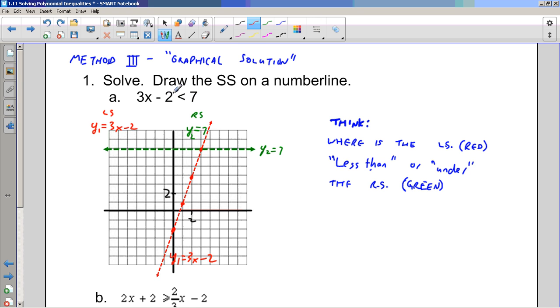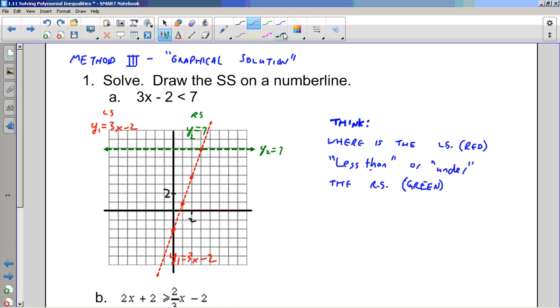Well, notice what I've done here. I've graphed the left side, which is this red line. Y-intercept is negative 2, then up 3, right 1, up 3, right 1, and there's the left side. And then I graph the right side, which is just a constant function, y equals 7, right? Slope is 0, y-intercept is 7. And what are the solutions then?